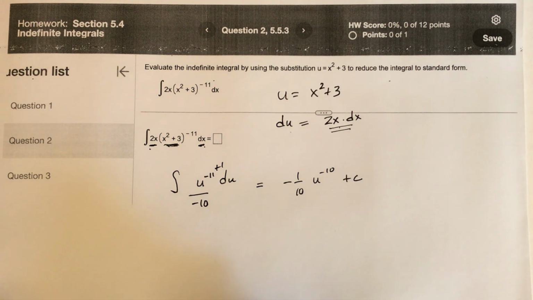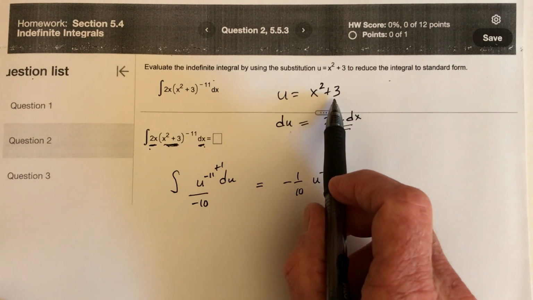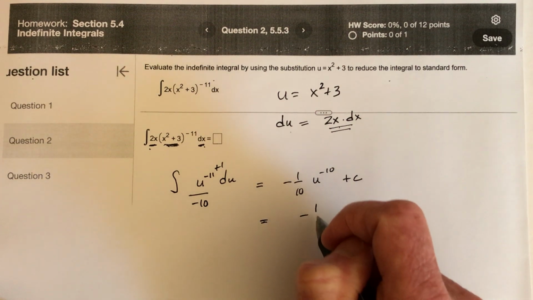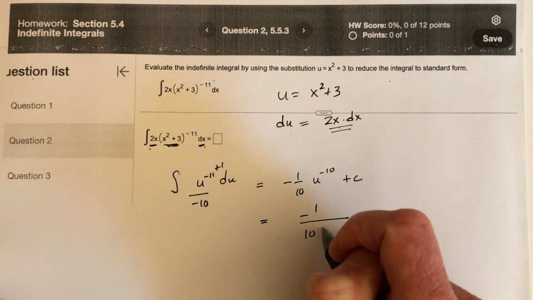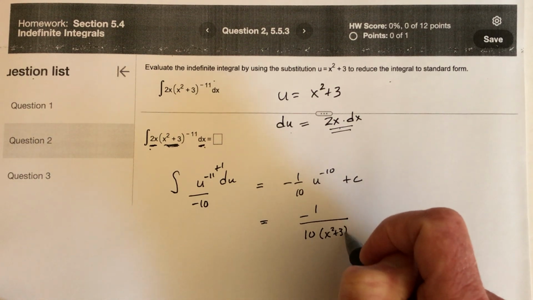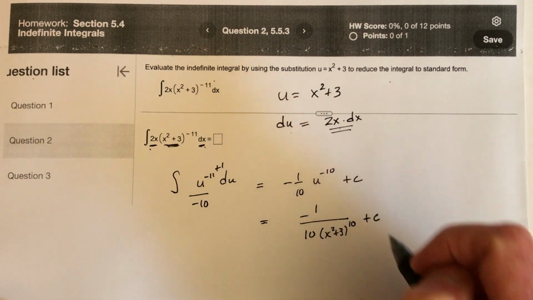Then two little things to finish this up. One is I need to replace the u with x squared plus 3. Also, I don't like to leave negative exponents, so I'm going to write it as negative 1 over 10, and then replace the u with x squared plus 3, and then it's raised to the 10th, now that it's in the denominator. And don't forget the plus c.